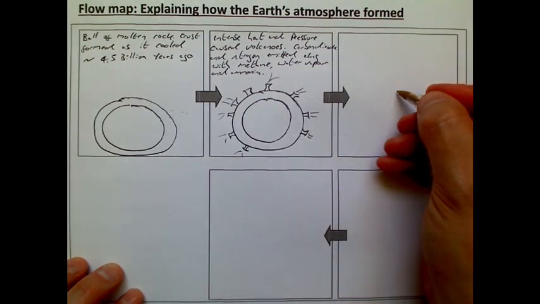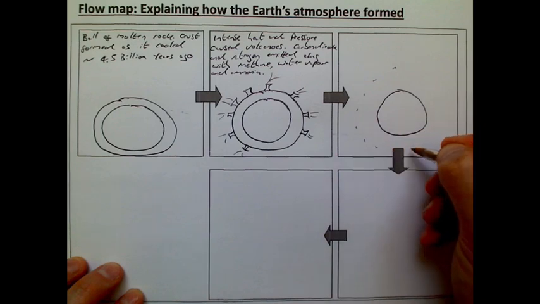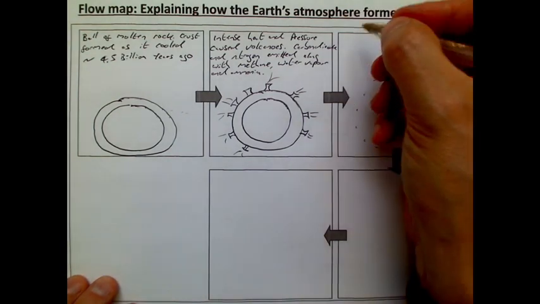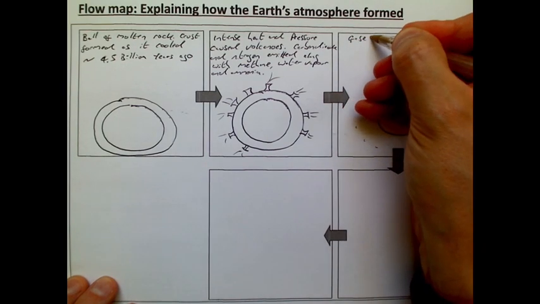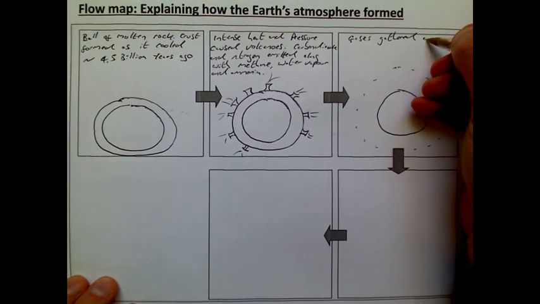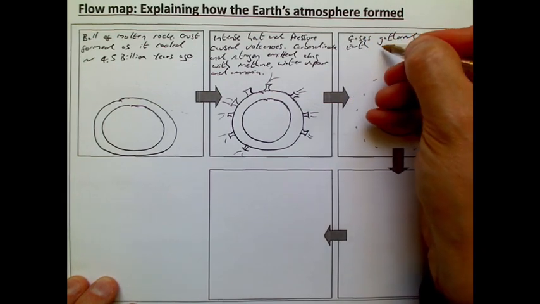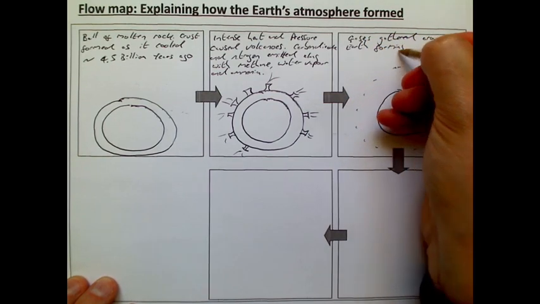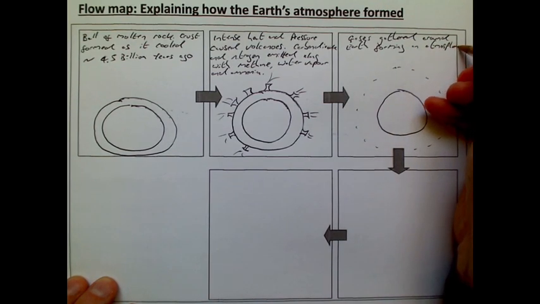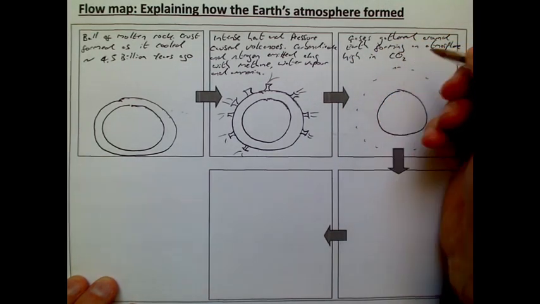Those gases then gathered all around the atmosphere. Gases gathered around Earth, forming an atmosphere high in CO2, carbon dioxide.